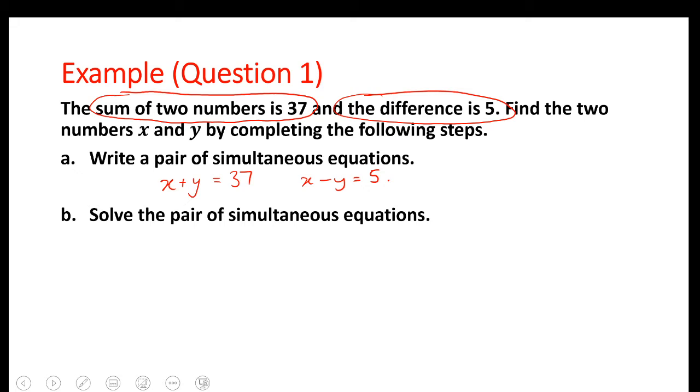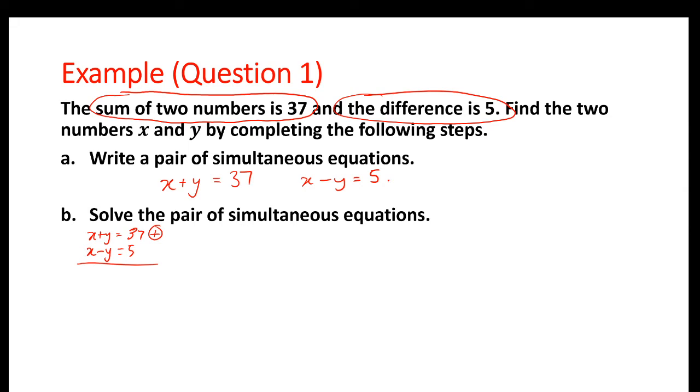Solve the pair of simultaneous equations. Write one above the other to check what type you've got. Not 5, the first one should be 37. Now, looking at those two equations, I'm going to be using the elimination method because I don't have y is equal to something or x is equal to something. I've got x plus y both on the same side. It doesn't matter if I add or subtract these two because I'll always end up with the same thing. In this case, I'm going to add these ones together.